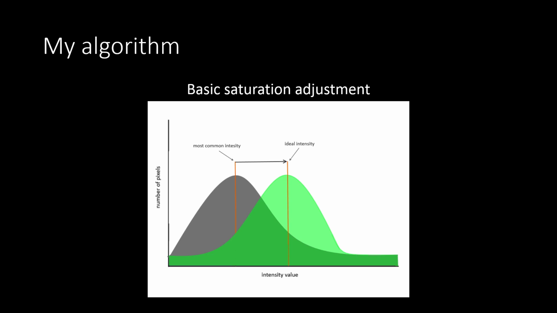What we want to do is work out the difference between these two values and increase all intensity values in the actual image so that they are closer to the most common saturation value of the ideal histogram.